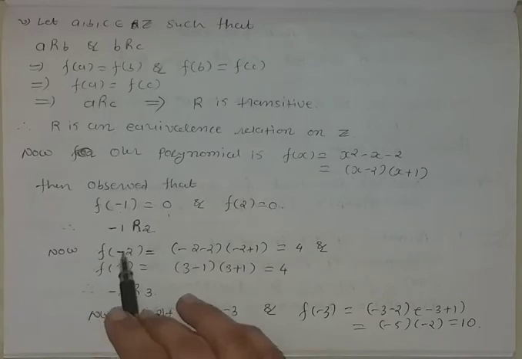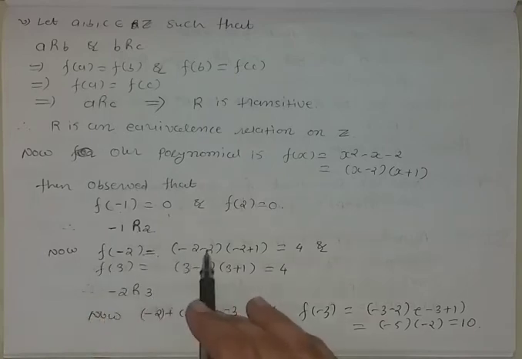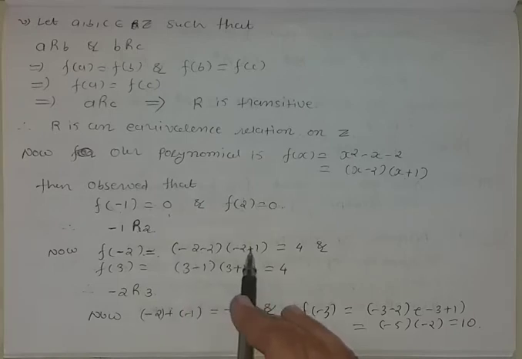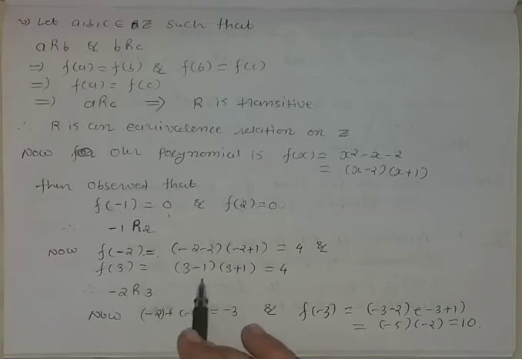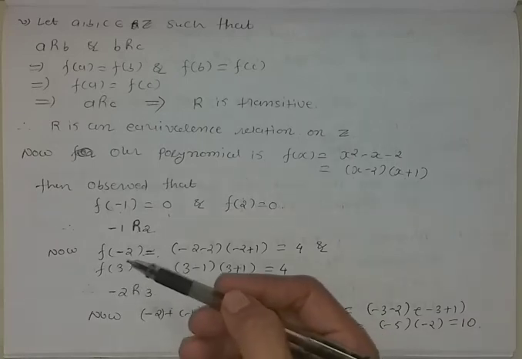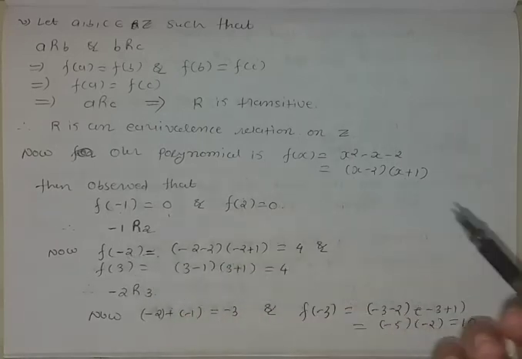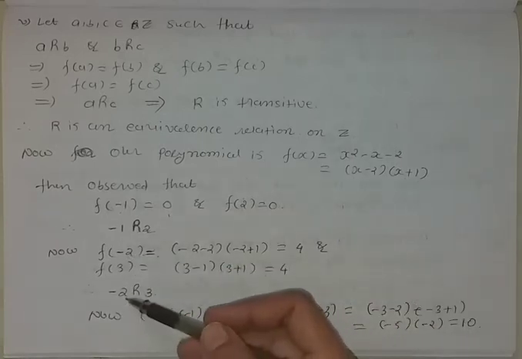Now f(minus 2) is equal to (minus 2 minus 2)(minus 2 plus 1). This is minus 4 into minus 1, which is equal to plus 4. And f(3) is equal to (3 minus 2)(3 plus 1)... this is equal to 4. So images of minus 2 and 3 both are same. So minus 2 is related to 3.